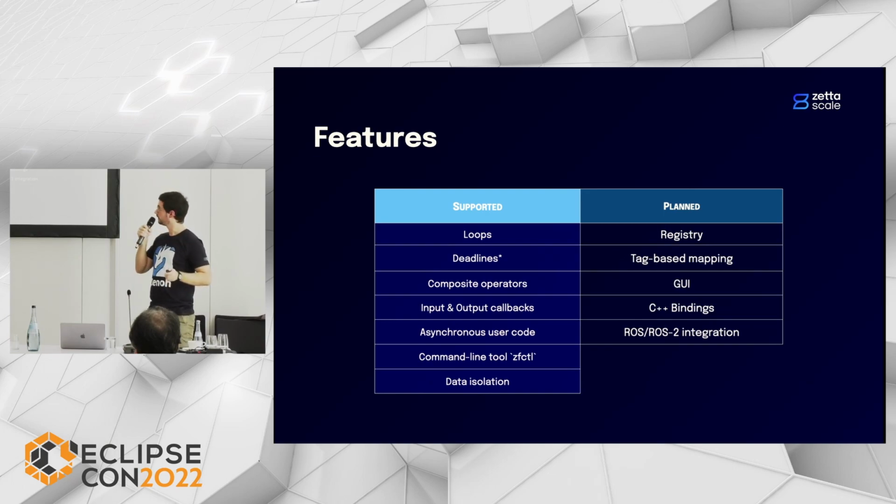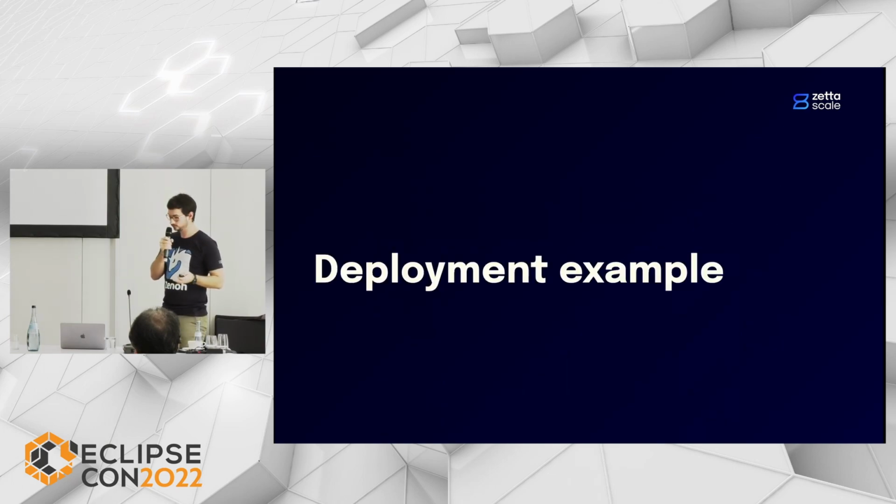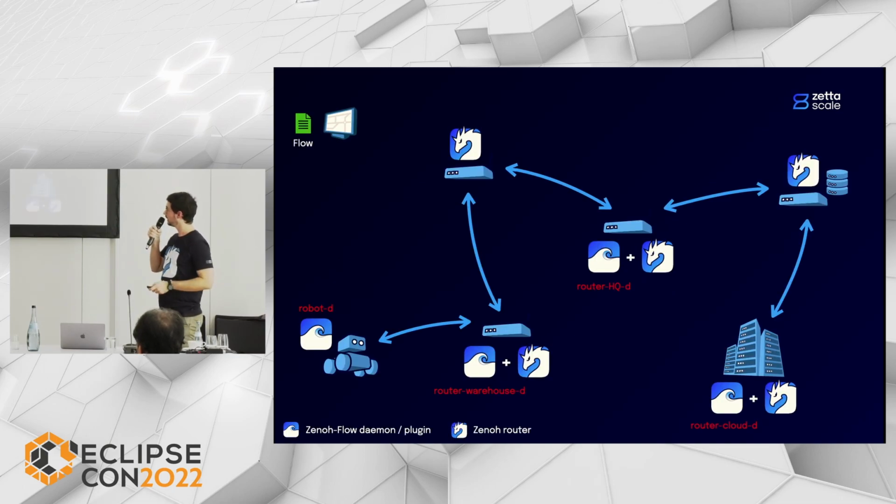All right, lots of information. So how does it work? How do we deploy a data flow in Zenoh-Flow? So let's assume this is your infrastructure. You have a robot here on which there is a Zenoh-Flow daemon. You have a router here on which there is Zenoh and a Zenoh-Flow plugin. You have several other routers, and here you have a storage, and this is your cloud where you have most computing resources.